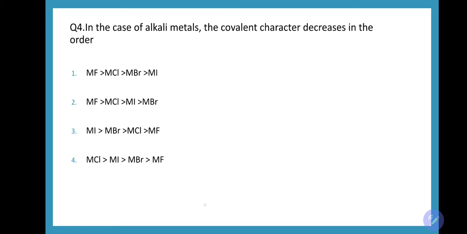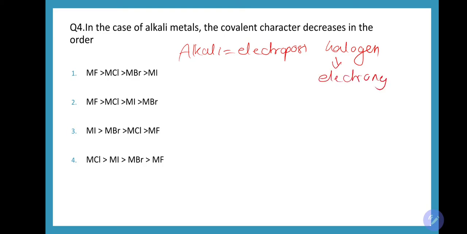Okay, basically whenever we talk about alkali metals, they are highly electropositive, which we have already learned. Whereas the halogens are highly electronegative. Thus, for the halides of alkali metal, the covalent character decreases with increase in electronegativity. So how can we measure the covalent character?